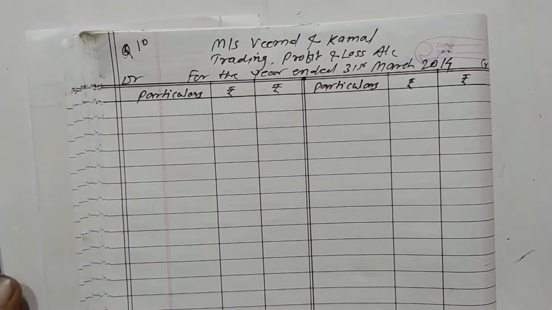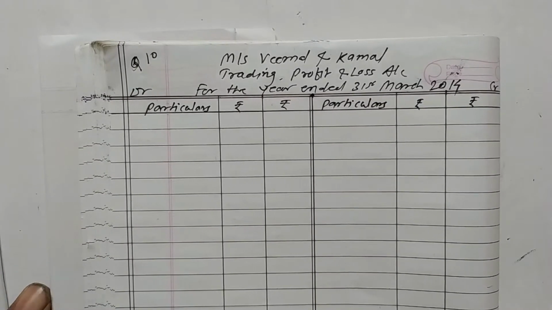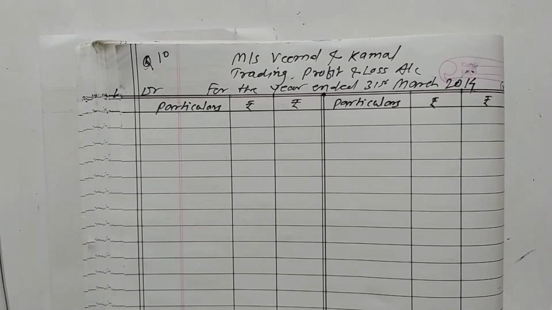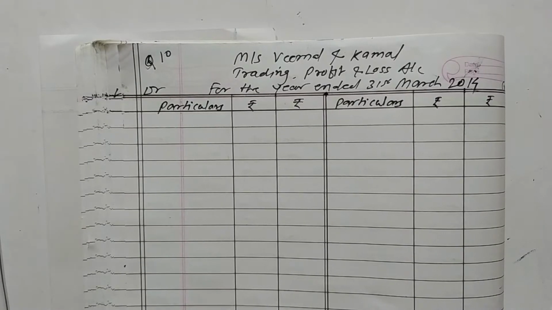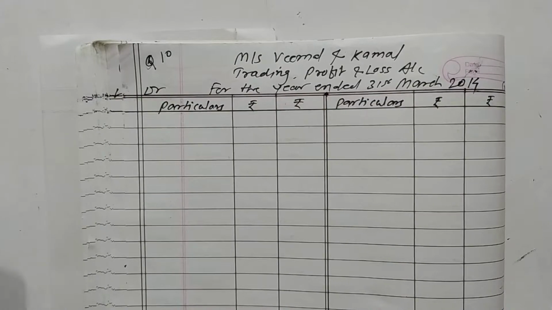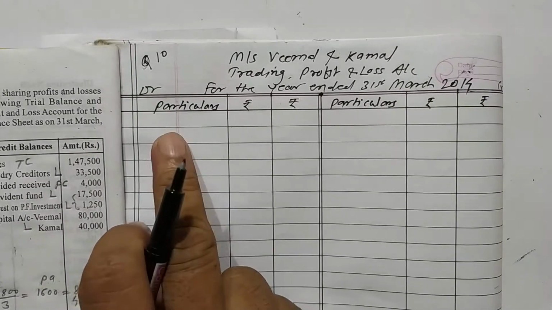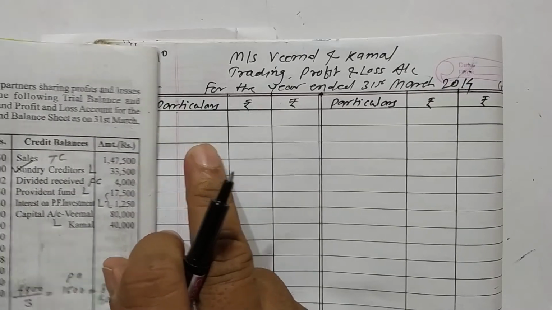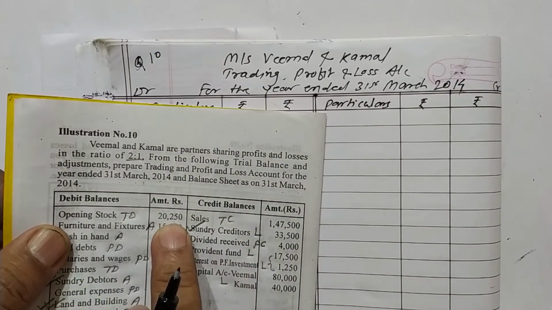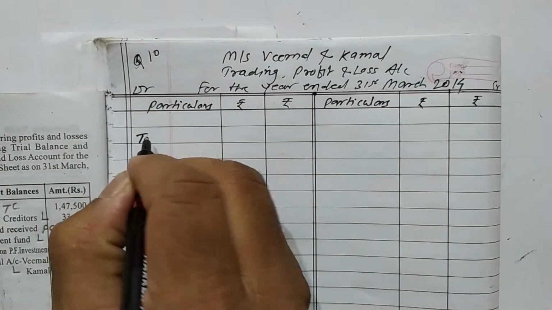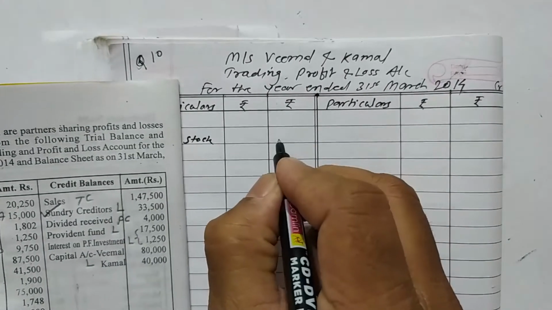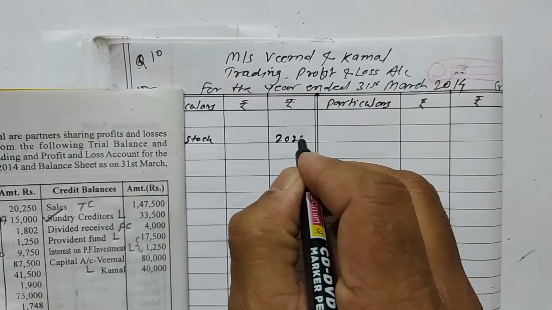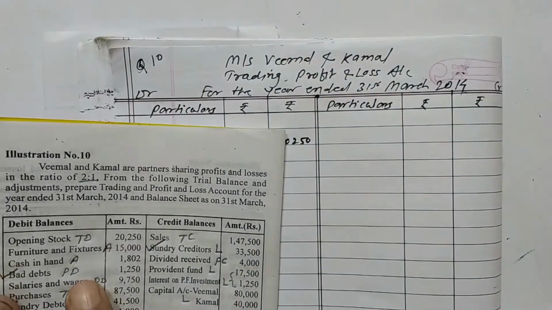The answer sheet is like this. Messrs Vimal and Kamal trading P&L account for the year ended 31st March 14. Debit, credit, particulars, rupees. First we try to complete the trading account. Now here we have to find the opening stock. Now see, opening stock rupees 20,250. Right here, to opening stock, rupees 20,250. Next is the purchases.